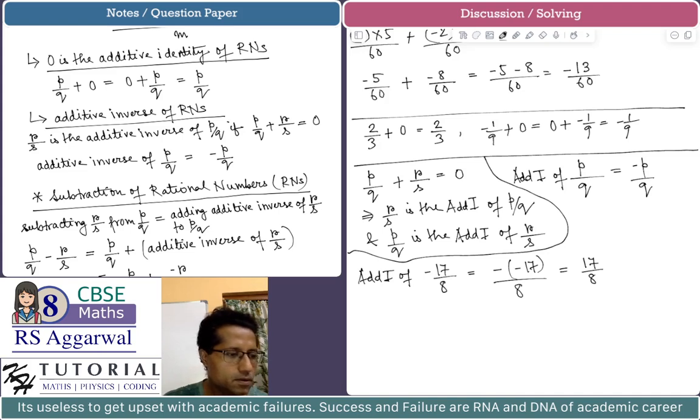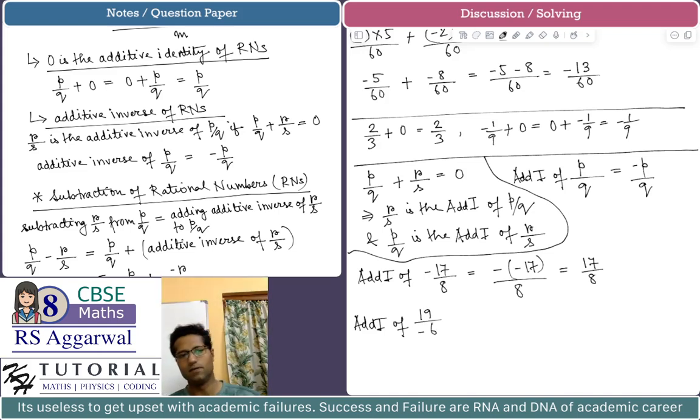Let's take another example. What is the additive inverse of 19 by minus 6? Now always remember, whenever you are doing some operations on rational numbers, always try to make each rational number in the standard form, or at least make the denominator positive. So in this case, we are trying to find the additive inverse of 19 by minus 6, which is not in standard form. So we have to first make the denominator positive.